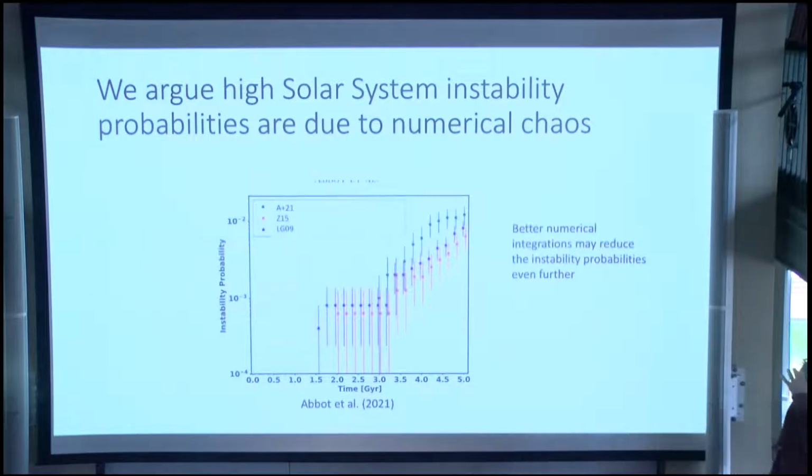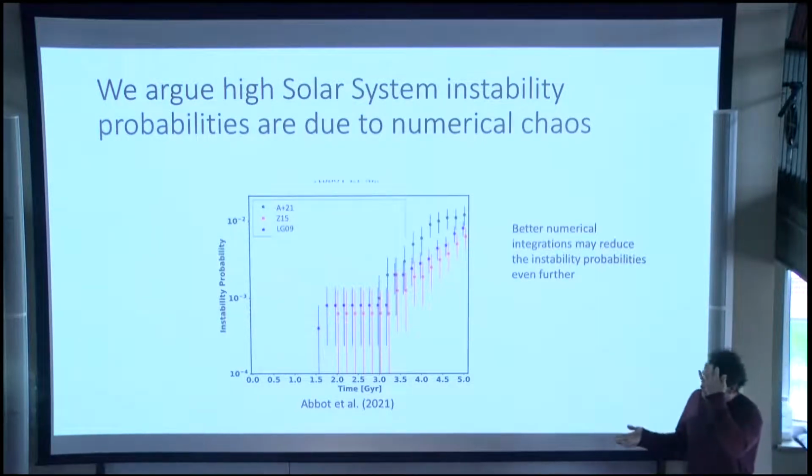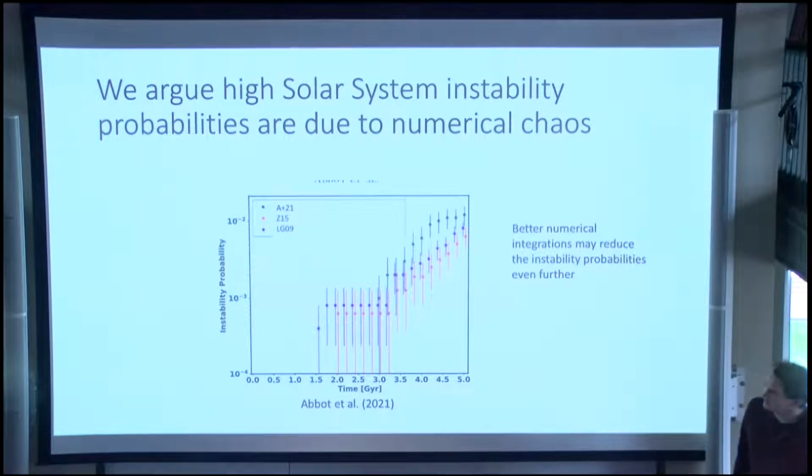And this also extends to the instability. This was observed by Abbott et al., who weren't even worried about step-size resonances, but it turns out their work supports our conclusions. They were just interested in the instability probability of the solar system as a function of time, and they looked at these different data sets, and they found that this one, which is the most affected by numerical instability, has more instability probability, especially at later times. Better numerical integration should potentially change this, maybe significantly, and that's what we're working on right now.